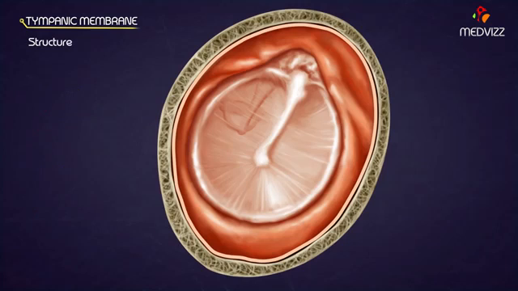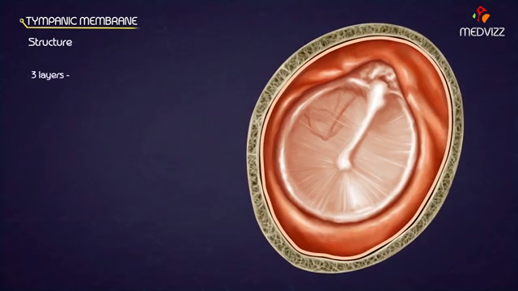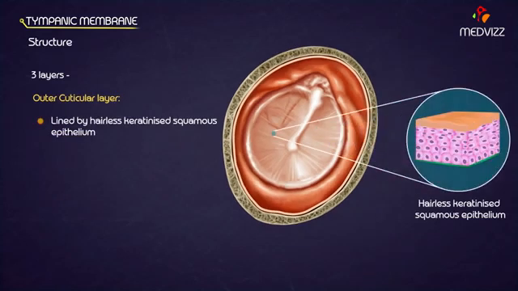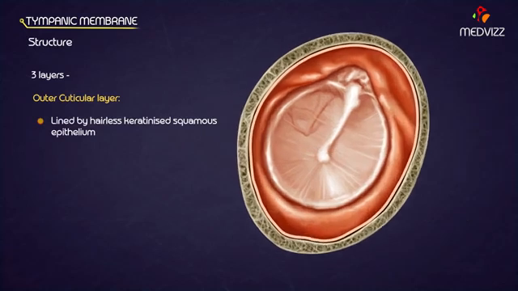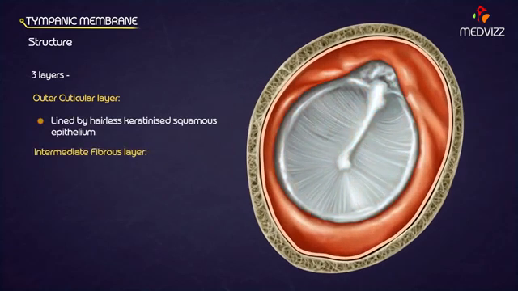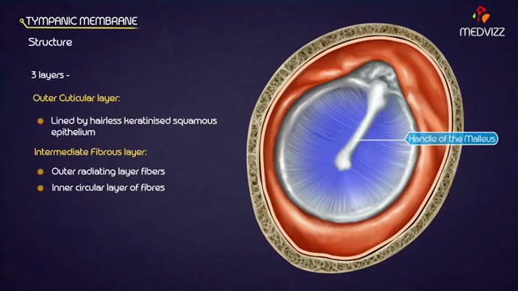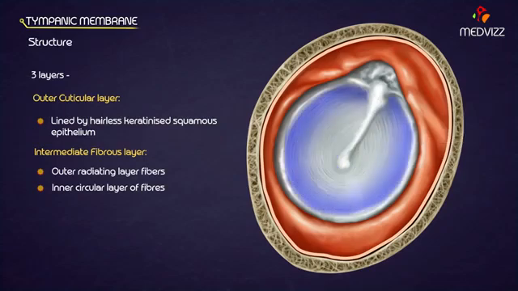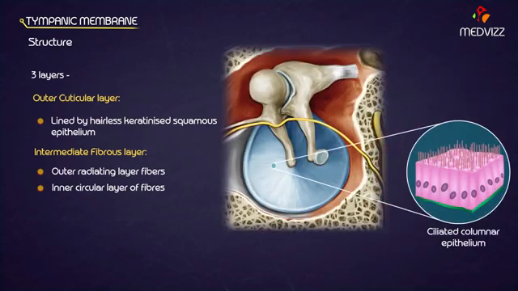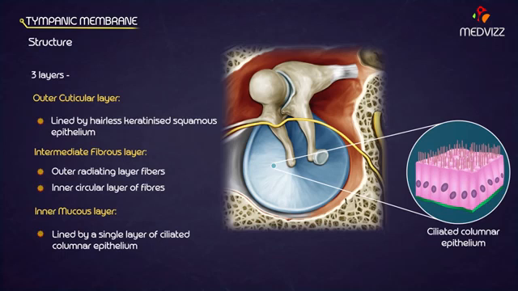Structure. The tympanic membrane is divided into three layers. Outer cuticular layer. It is lined by hairless keratinized squamous epithelium. Intermediate fibrous layer. This consists of an outer radiating and inner circular layer of fibers. The radiating fibers radiate from the handle of the malleus. The circular fibers are present more in the periphery. Inner mucosal layer. It is lined by a single layer of ciliated columnar epithelium.